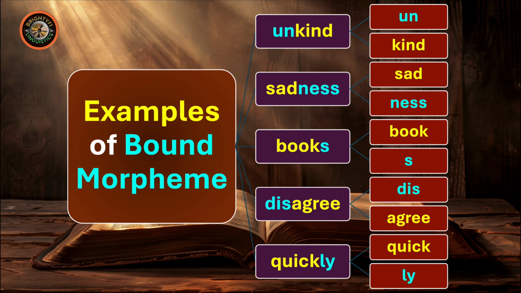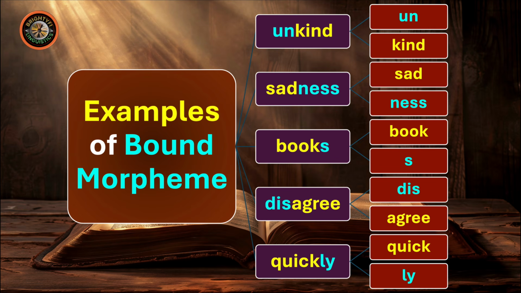So what we notice, un in unkind, ness in sadness, s in books, dis in disagree, ly in quickly, these are all bound morphemes. They independently do not convey their own meaning. They are normally attached to free morphemes to complete their sense of meaning. That is the point here.